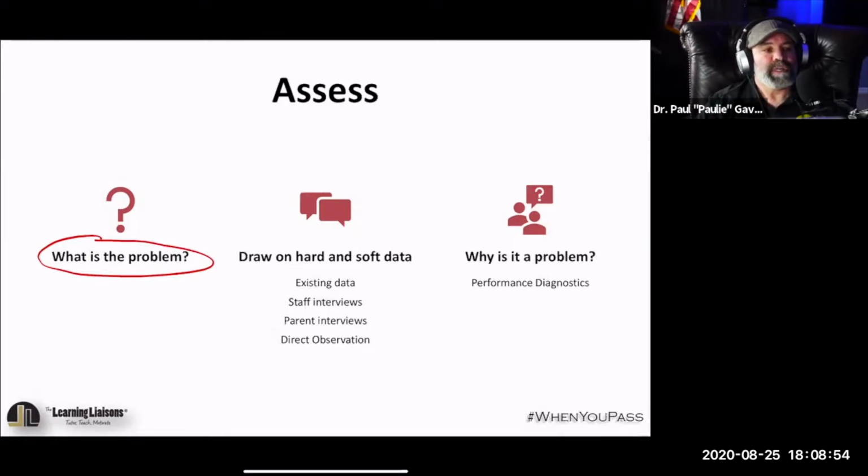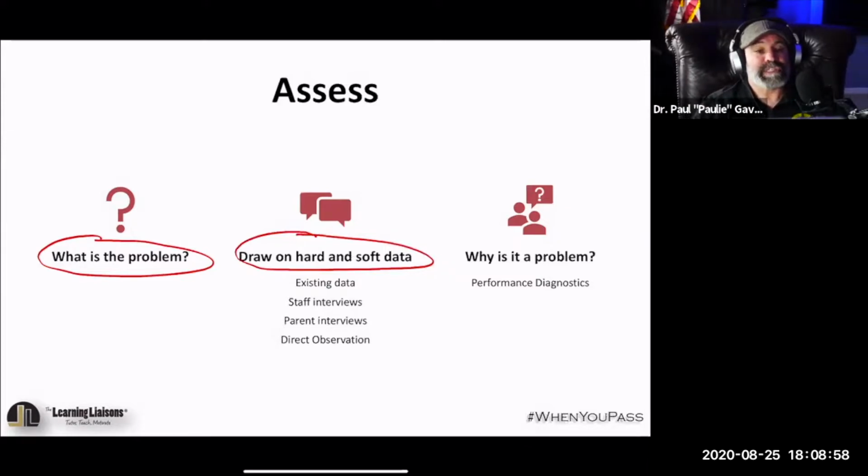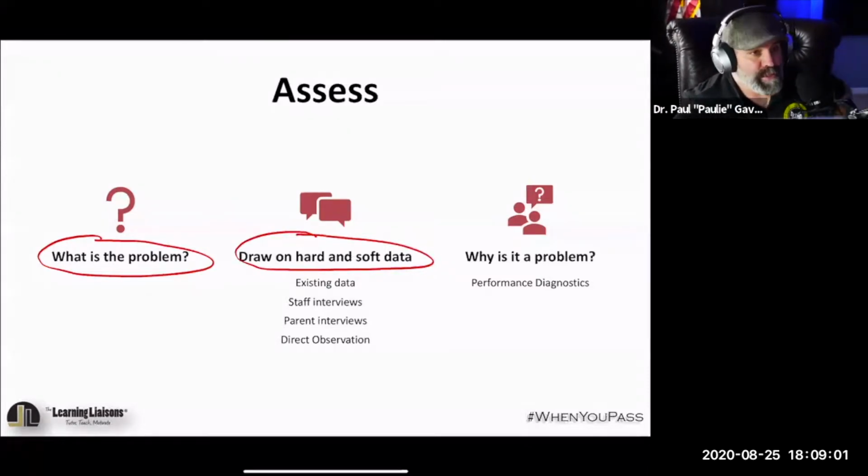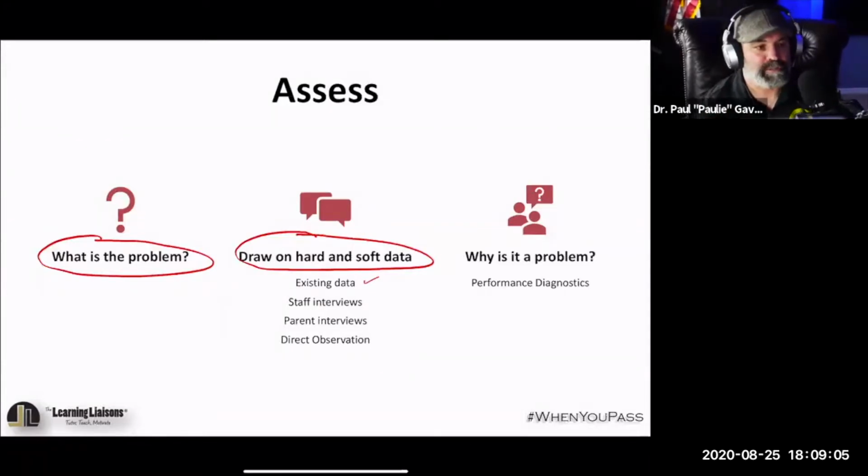And how do we get data? Well, there's hard data and there's soft data. There's existing data that's in schools, right? There's formative assessments and quizzes and student achievement, all these things. And there's also softer data where you can get information from the staff, from parents, from the students. And most importantly, direct observation, right? It's always helpful to go in there and directly observe.